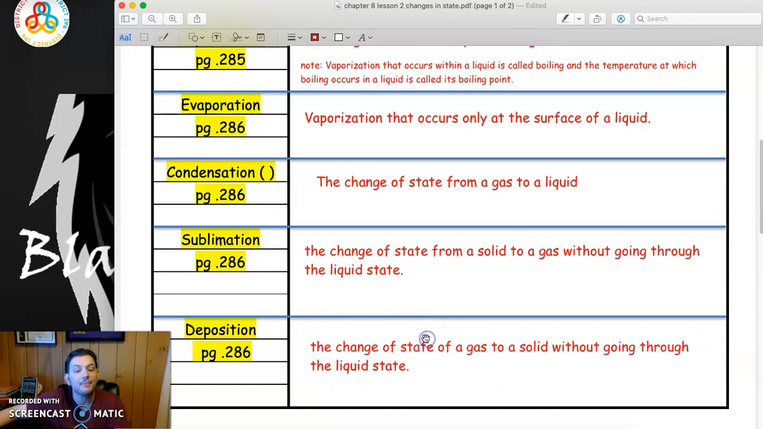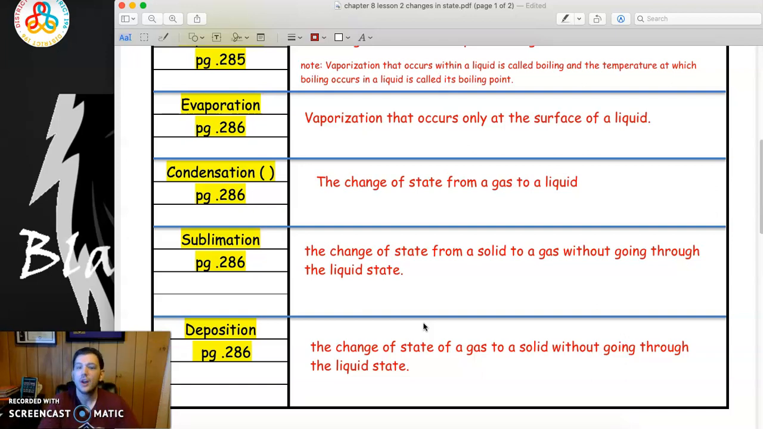Now, we also have the opposite called deposition. This is the change of state of a gas to a solid without going through the liquid state. This is the opposite of sublimation. You have seen this if you've ever gone out in the fall in the morning, like you're going to catch the bus or take a ride to school, and you've noticed frost on the grass.